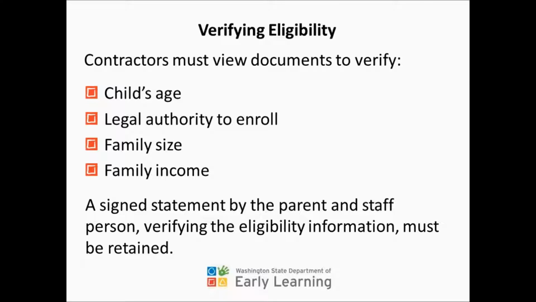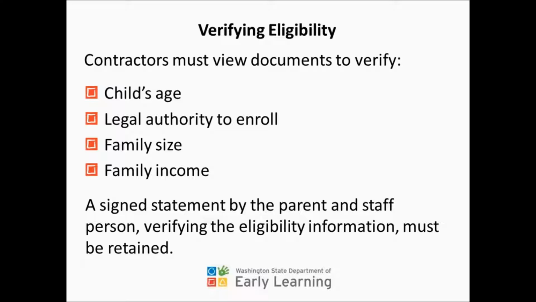Verifying eligibility of a child who applies to enroll in ECAP is a crucial step in the process. Contractors must view documents to verify a child's age, a parent or guardian's legal authority to enroll that child in ECAP, family size, and family income. A signed statement by the parent and staff person verifying the eligibility information must be retained. In the performance standards, specific directions are given on how to ensure verification occurs correctly.